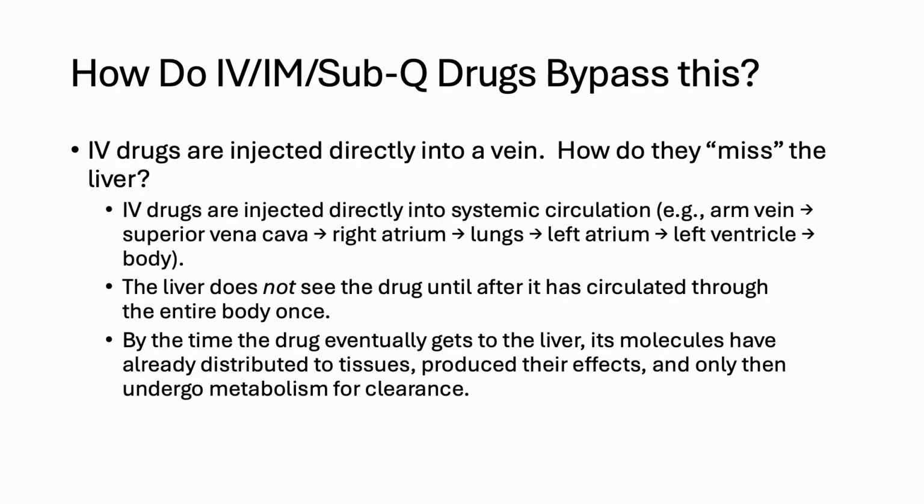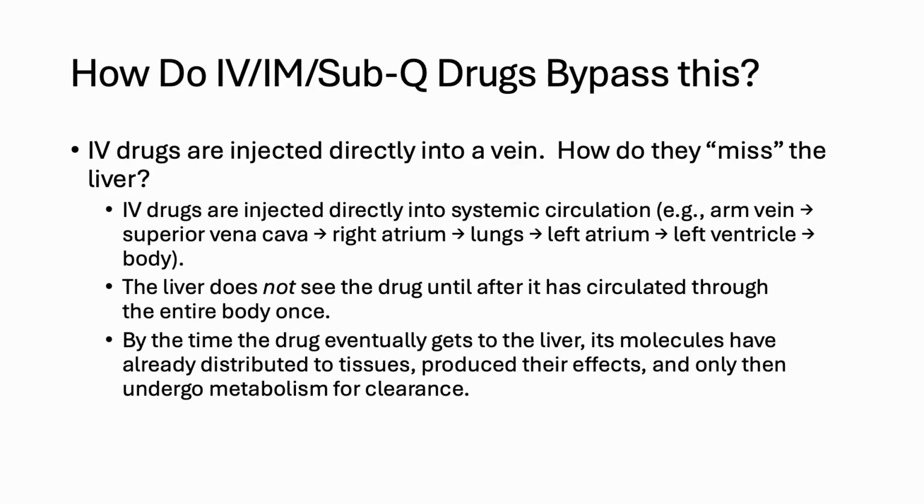So I mentioned something about IV meds in an earlier slide, and I also mentioned IM and sub-Q. So let's talk about how those work when it comes to hepatic portal circulation. IV drugs are directly injected into a vein. So you might be wondering, how do they miss the liver? IV drugs are put right into systemic circulation, so into your arm vein, for example. And because veins carry deoxygenated blood, it goes right to the superior vena cava, and then the right atrium, the lungs, it's oxygenated, then left atrium, left ventricle, and then out to the body.